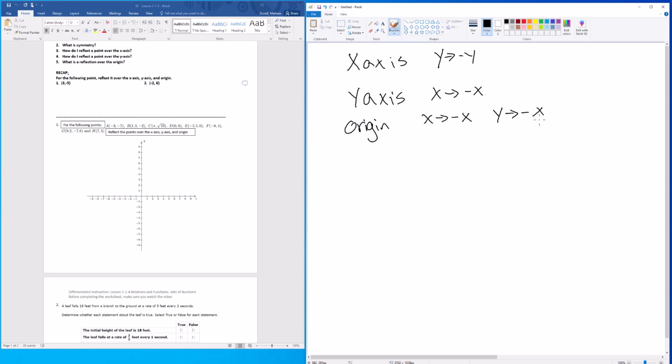Now we just have to be a little careful here because with that notation, it doesn't mean it goes from positive to negative. It means you are adding a negative. So if it's already negative and you add a negative, well then that makes it a positive.